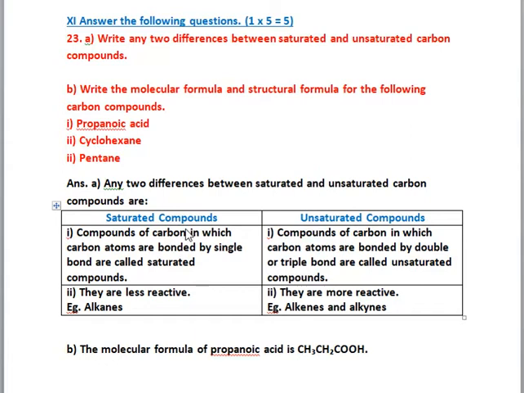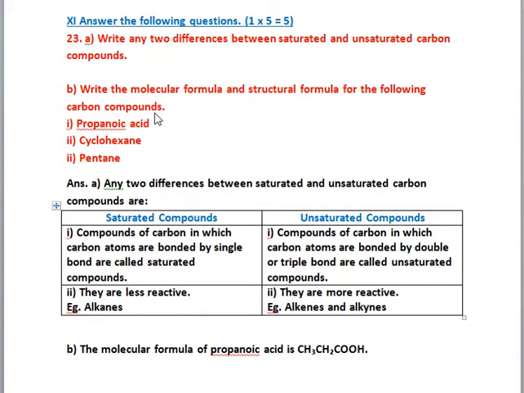Next question, and this is the last question from the chemistry section, and it carries 5 marks. First of all, write any 2 differences between saturated and unsaturated carbon compounds. And the second question is, write the molecular formula and structural formula for the following compound. So this question is also very easy.